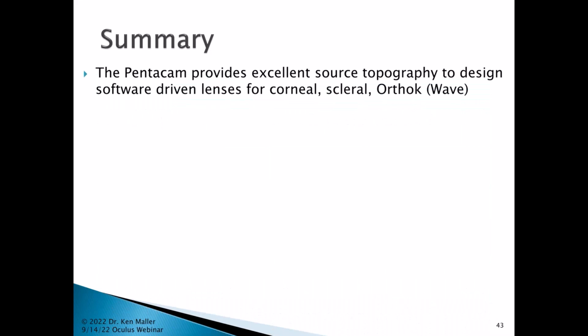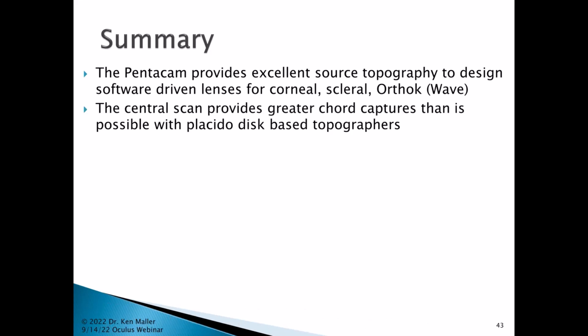So in summary, Pentacam provides excellent topography to design software-driven lenses for corneal, scleral, and ortho-K, in this case utilizing the Wave software. The central scan provides greater chord captures than is possible with Placido disc-based topographers, because even not doing a CSP Pro capture, on the AXL Wave platform, you can get out to 15 millimeters pretty easily.